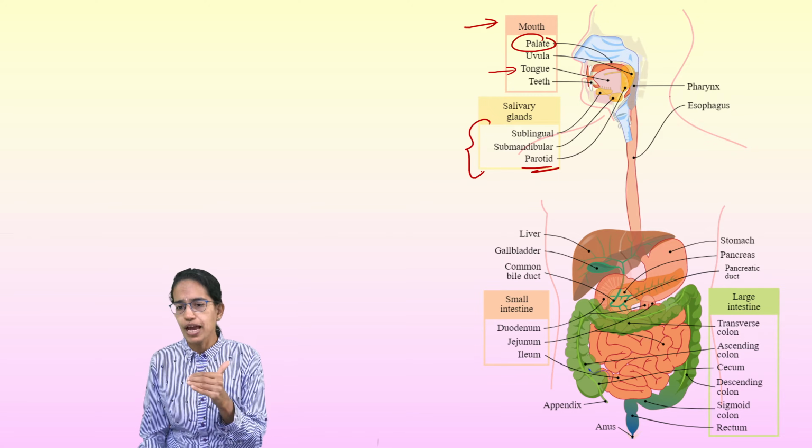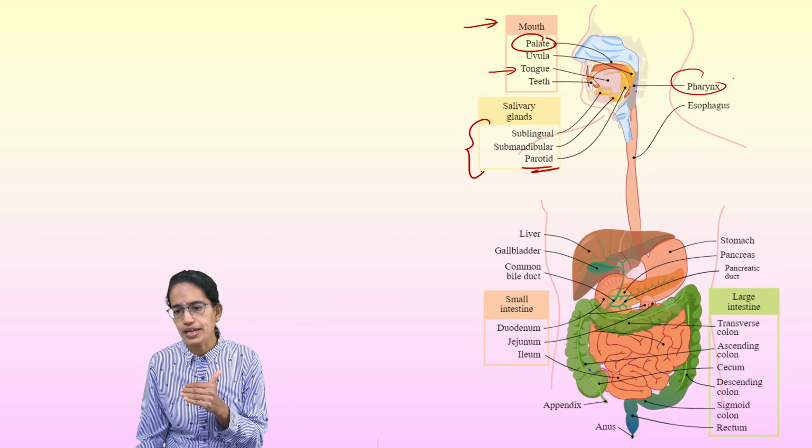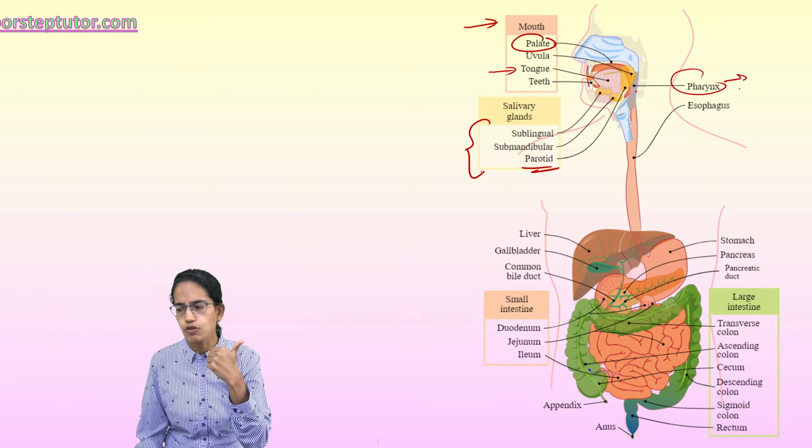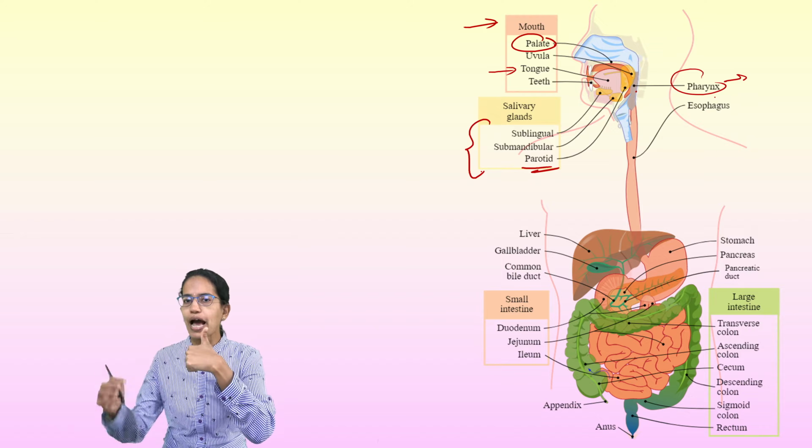Next to it, we have the pharynx. As you can see here, the pharynx is a funnel-shaped structure behind the soft palate, and this is where the food and the air would cross.